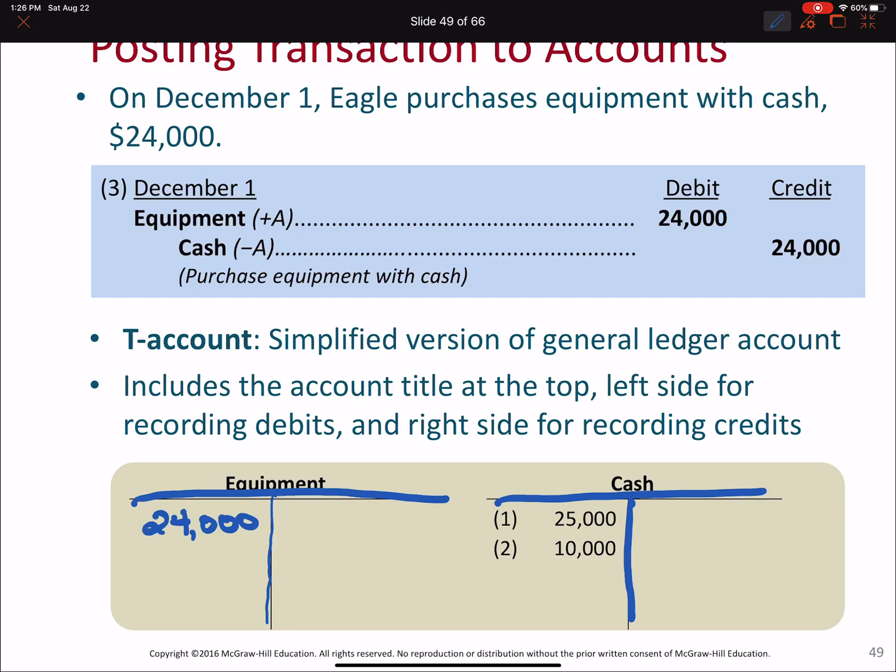Let me say that again. Debits always go on the left, and credits always go on the right. That's not indicative of the increase or decrease.